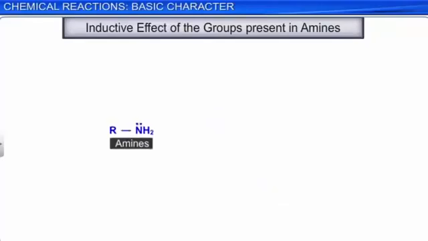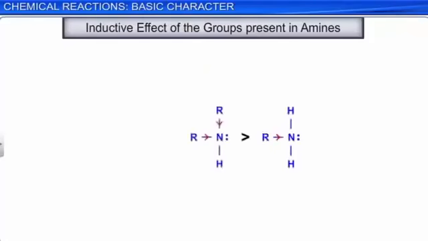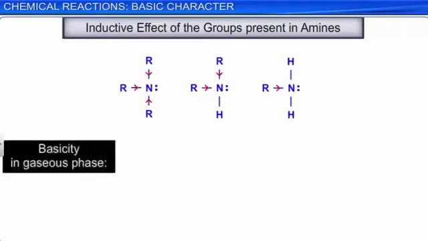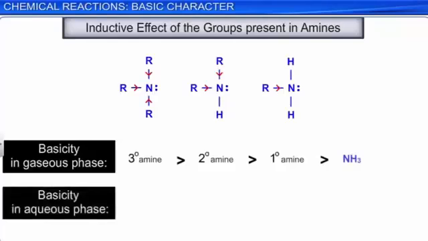Thus, the basic nature of aliphatic amines increases with an increase in the number of alkyl groups. Therefore, the basicity order of aliphatic amines in its gaseous phase is tertiary amine is greater than secondary amine is greater than primary amine is greater than ammonia. On the other hand, the basicity order of aliphatic amines in its aqueous phase is ammonia is greater than primary amine, is greater than secondary amine, is greater than tertiary amine.